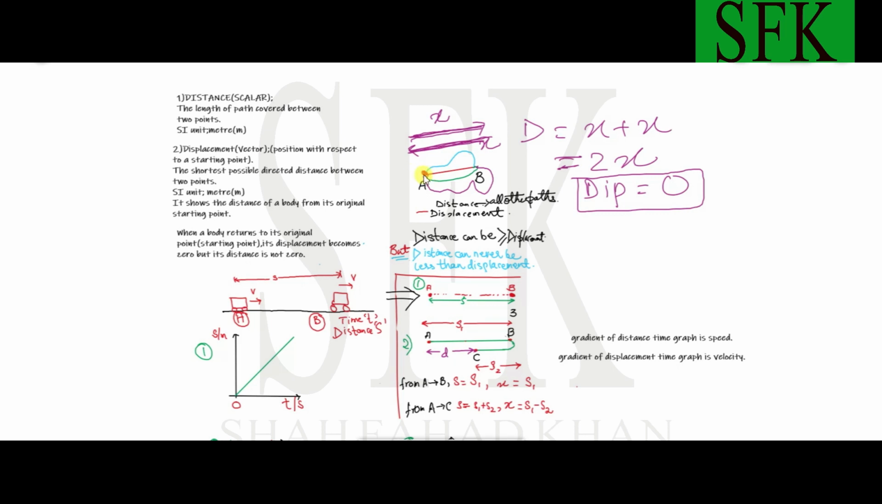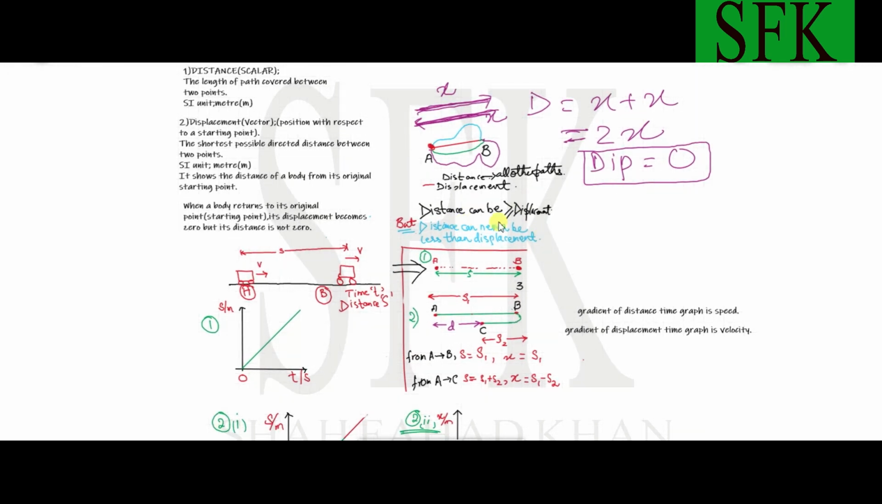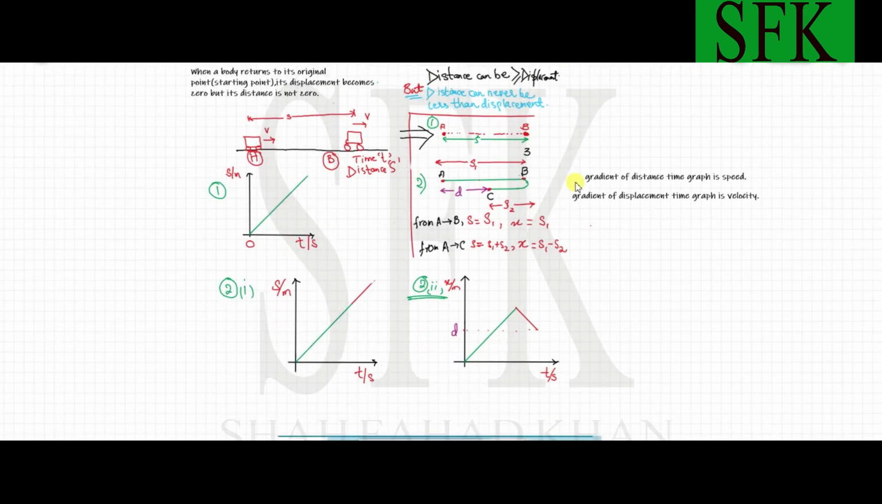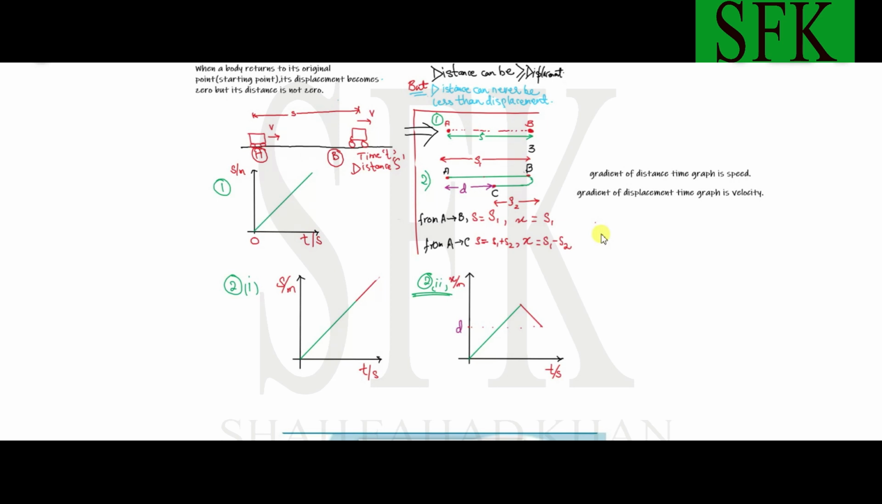If the particle has followed any path other than the red path, it would have traveled a greater distance compared to the displacement. So distance is always greater than or equal to the displacement, but can never be less than the displacement, because displacement is the least possible distance between the 2 points. This is also an important point. Remember it. Now let's look at these diagrams.